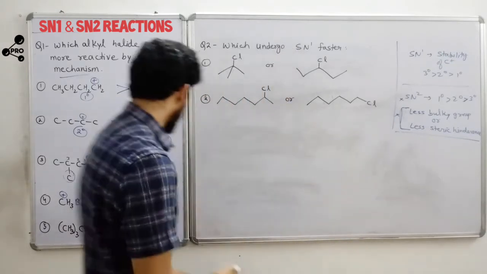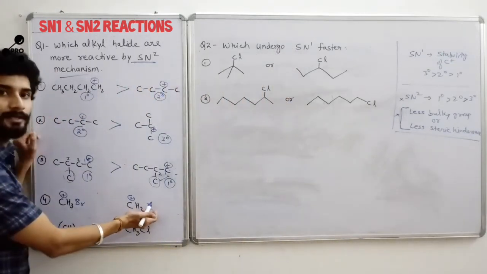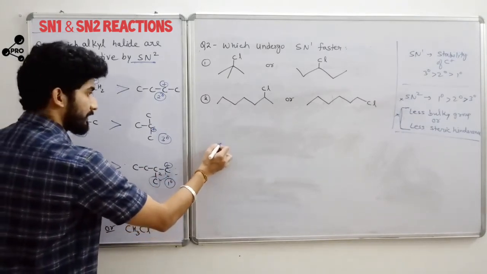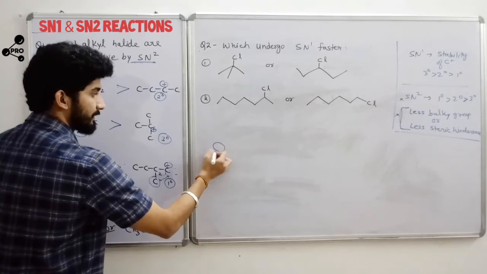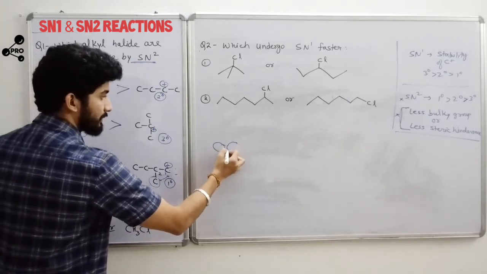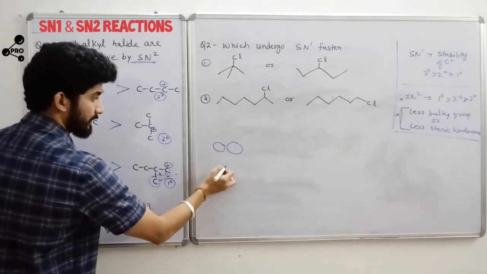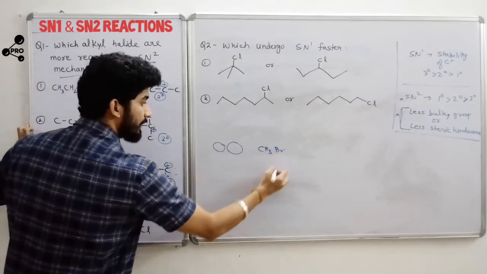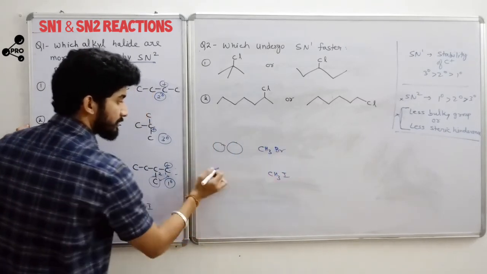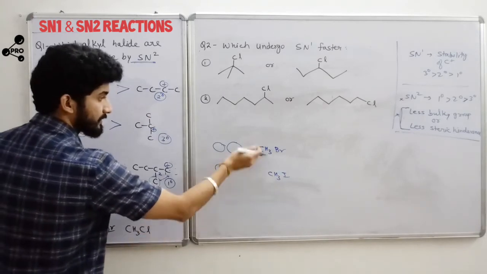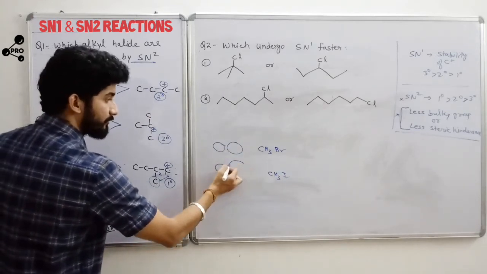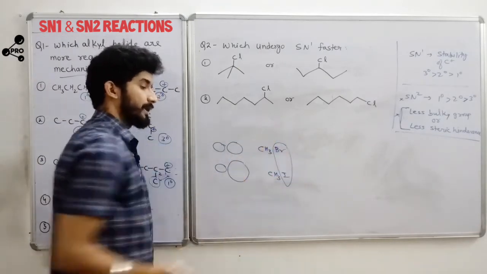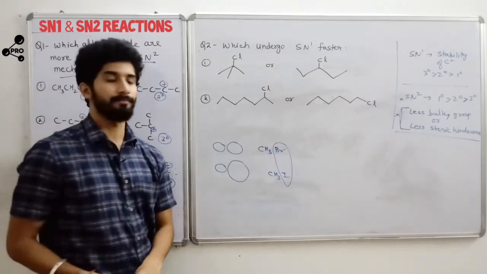Definitely iodine is a better leaving group than bromine. Just see, there is a methyl group and suppose this is a bromine group. In the second part, suppose this is CH3Br and in the second CH3I. The methyl group remains the same size, but the iodine group becomes bigger. Definitely we know that the size of iodine is greater than the size of bromine.